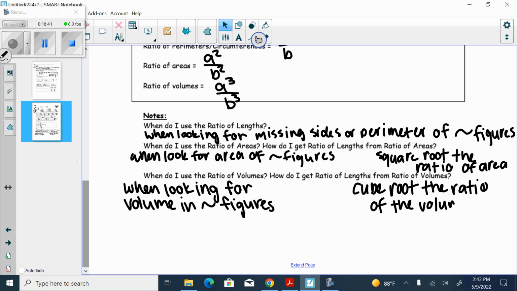And does everyone remember where that key is in their calculator? To do the cube root, remember you press math number 4. Okay? Math number 4 to take the cube root of something. All right.